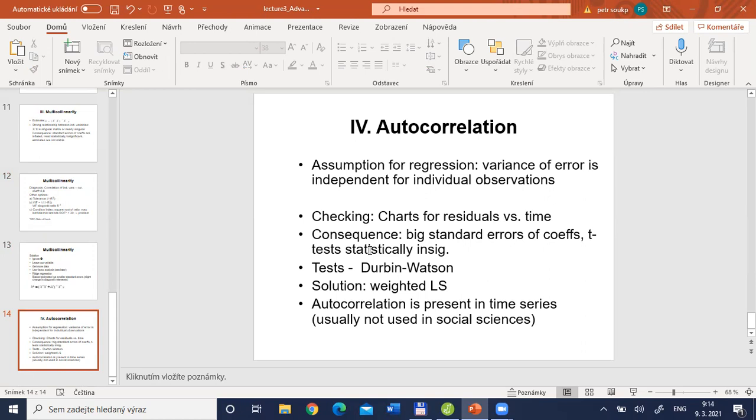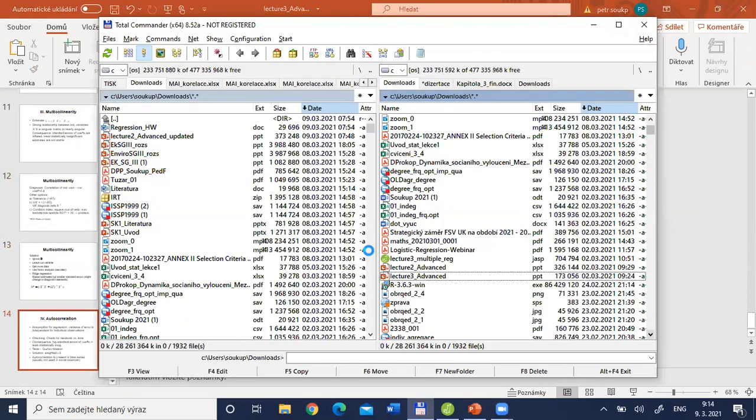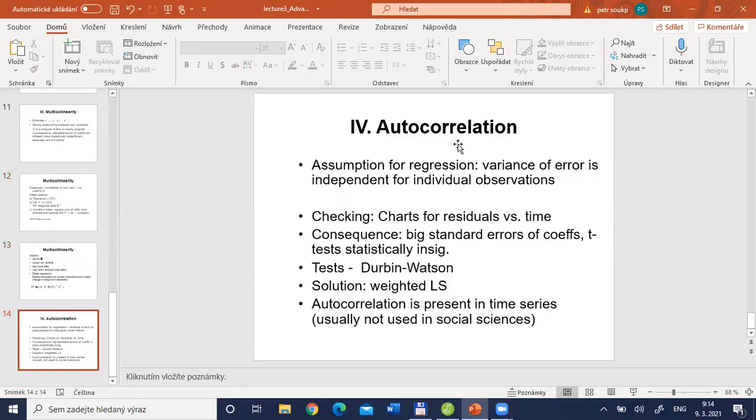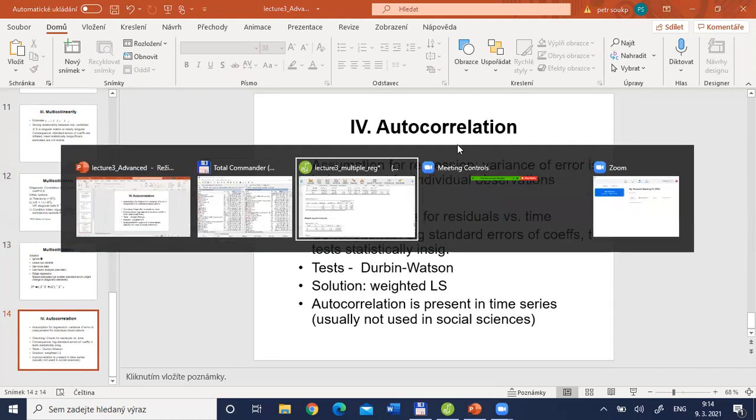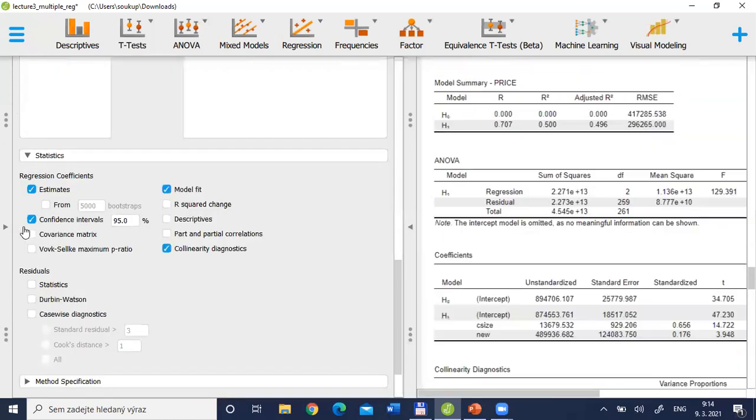The last slide only briefly describes the problem of autocorrelation. Once again, this problem can be present in multiple regression if you are using data in time series. It means that errors in following observations in time are somehow related. There is a special test which tries to find whether autocorrelation is present in your data. Unfortunately, we do not have time series data here, so we will not apply this test, but I guess it is applied also in JASP. It is called the Durbin-Watson test.